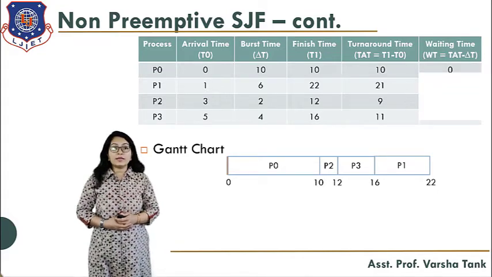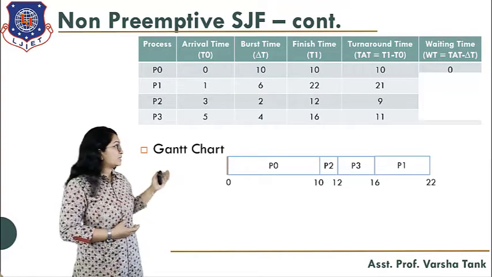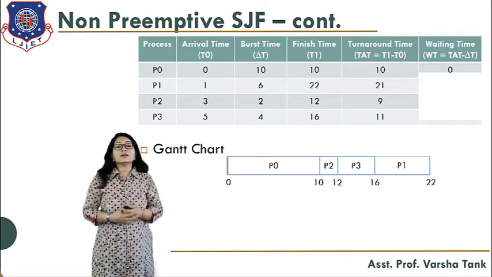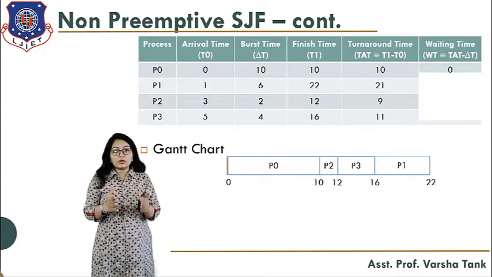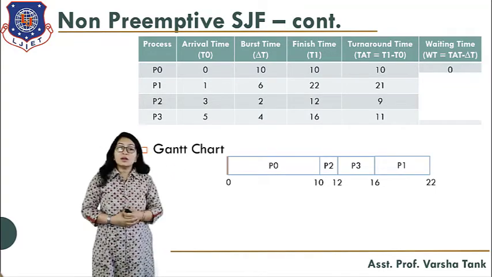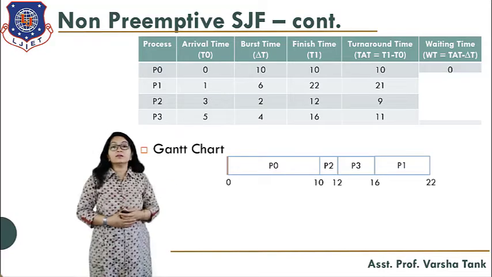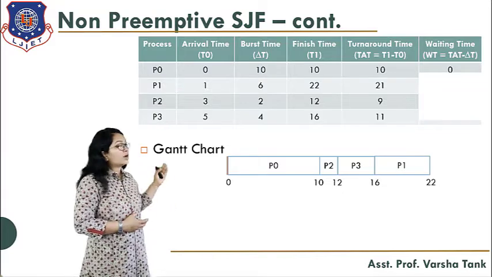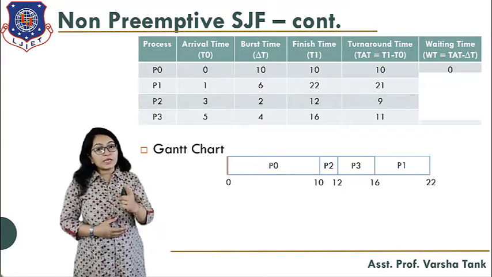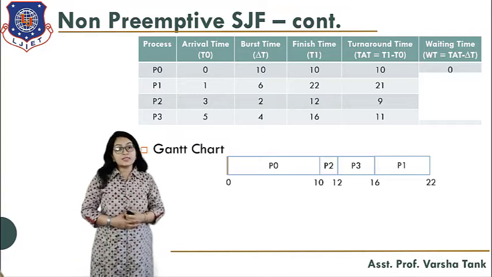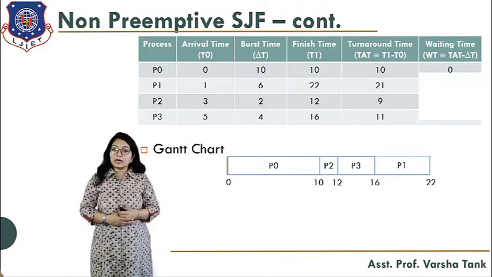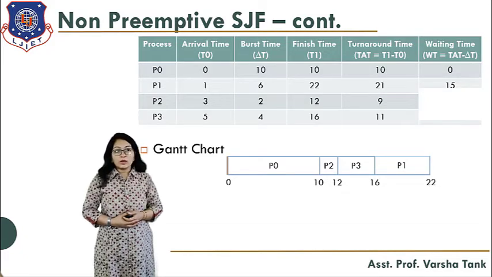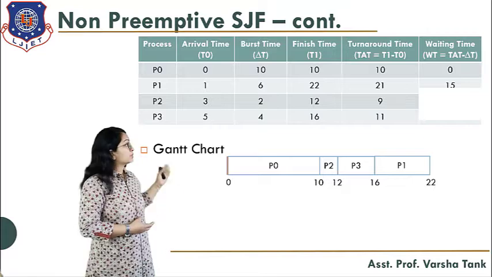Now next is the waiting time. How to define the waiting time for each and every process? Sorry, you have to subtract the burst time from the turnaround time, and you will get the waiting time for each process. Here you can see the turnaround time for process P0 is 10, and the burst time for P0 is again 10. So what will be the waiting time? That is 0.